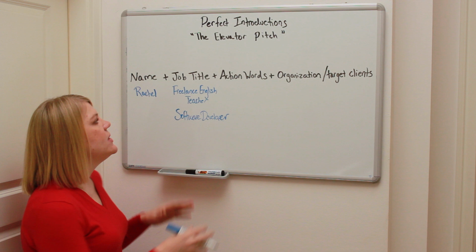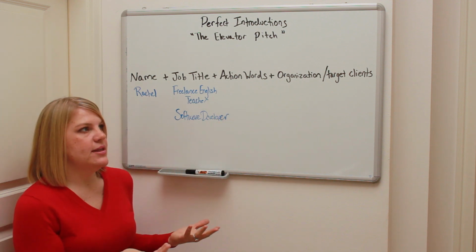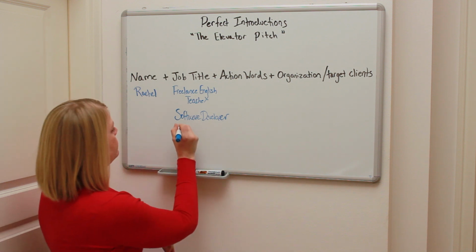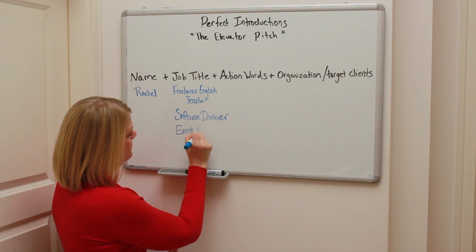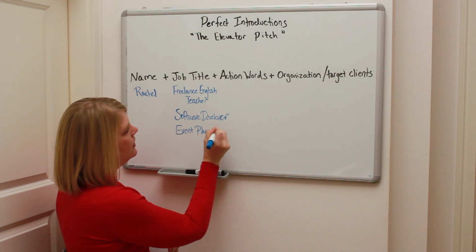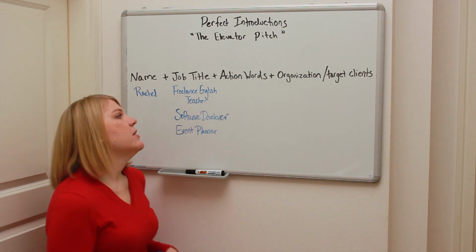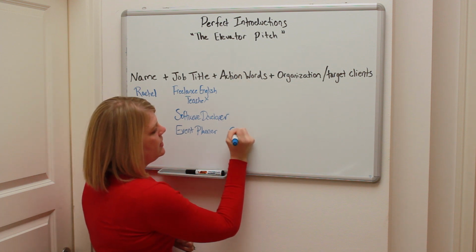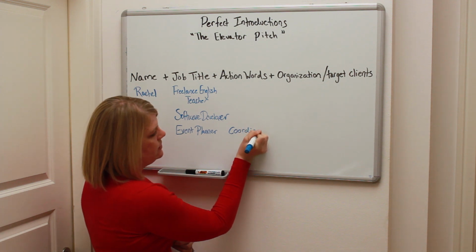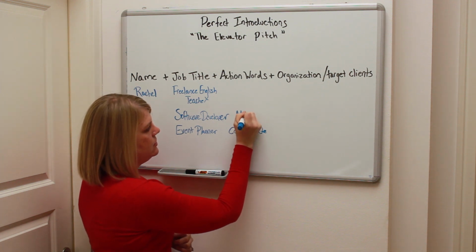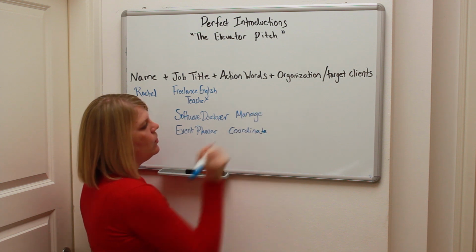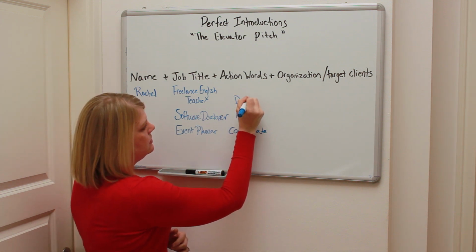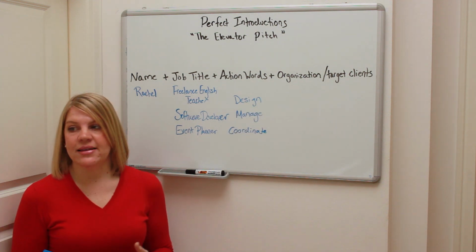In that case, you want to have your job title. So, for example, maybe you're an event planner. Now you want to put in your strong action word. Maybe you are a coordinator. You coordinate, or you manage, or you design, or in my case, I teach.